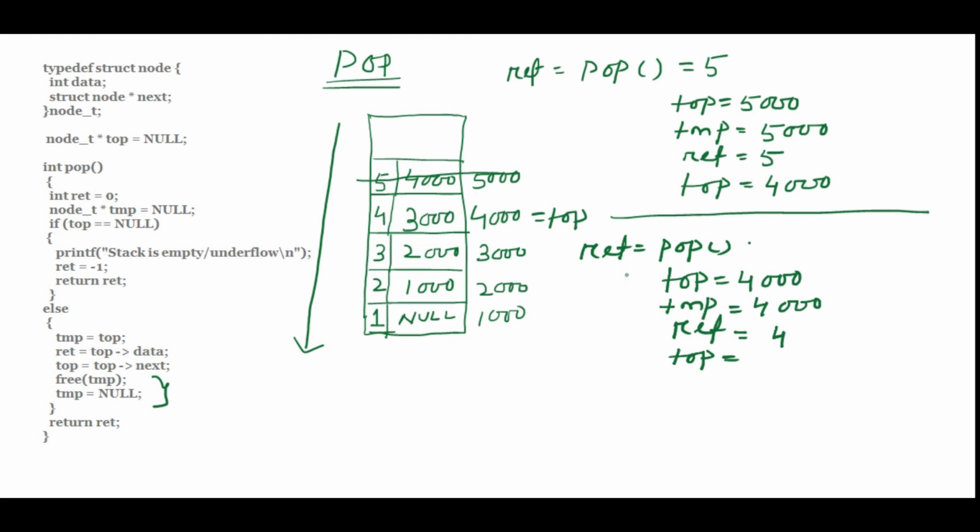Top equal to top of next. Top of next is 4000 of next. 4000 of next is 3000. So top equals 3000. Now free temp and set it to null. Now we can free this one, make this one the top, and you are returning the ret value. So ret equals 4. So in this way you can pop the element from the stack. So this is the implementation of stack using linked list. Thank you.